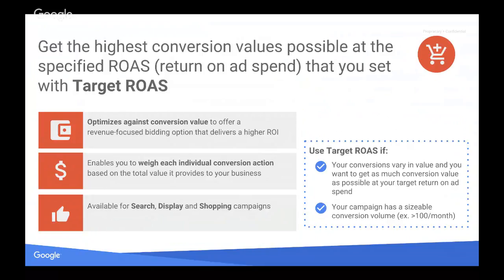ROAS stands for return on ad spend. So if a client is asking for, say, an ROI of 1.5, then you will set up target ROAS as 150%.